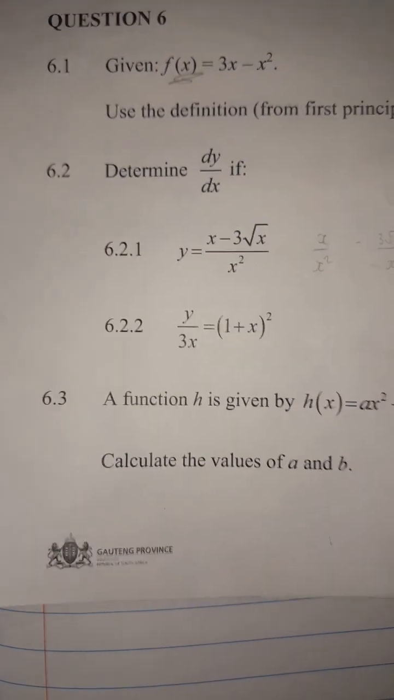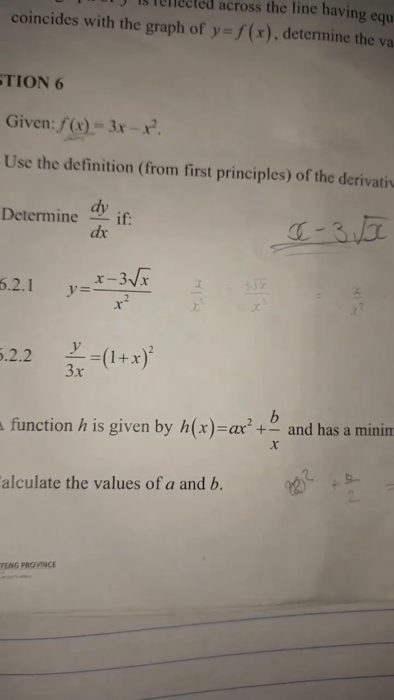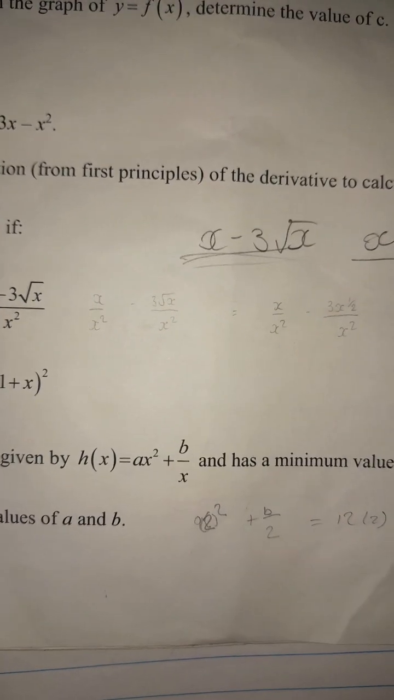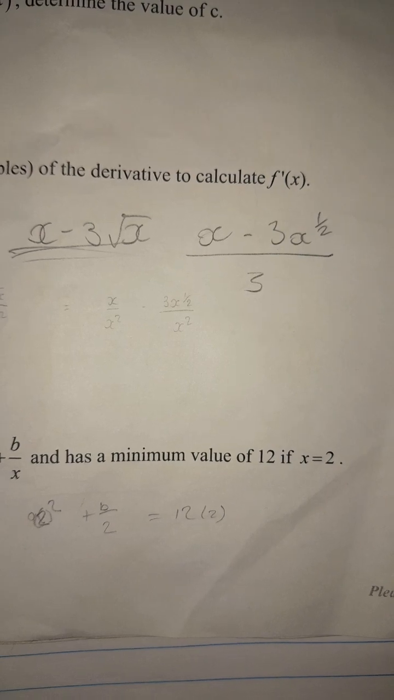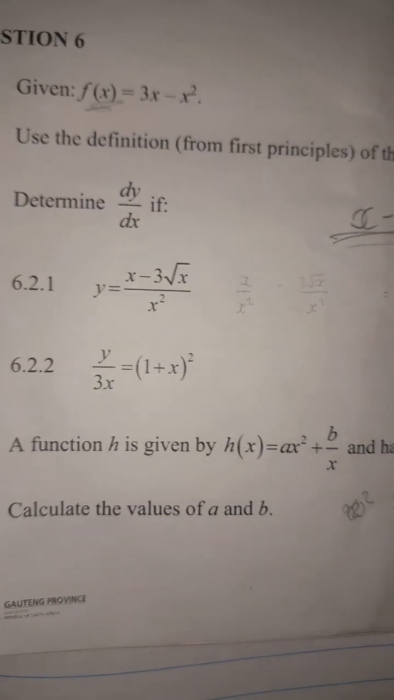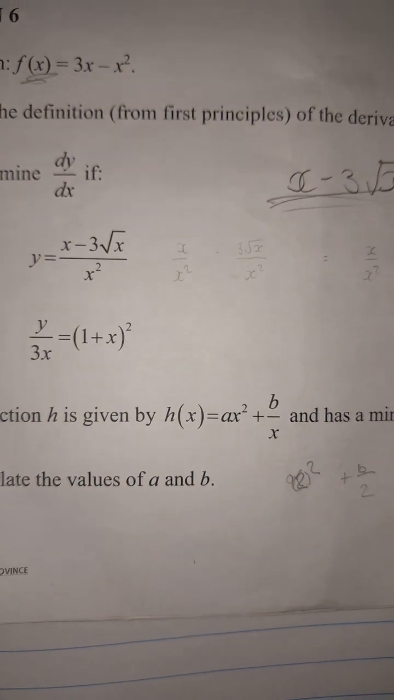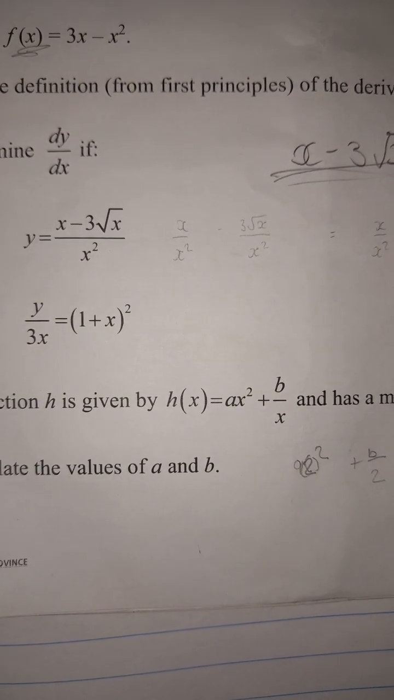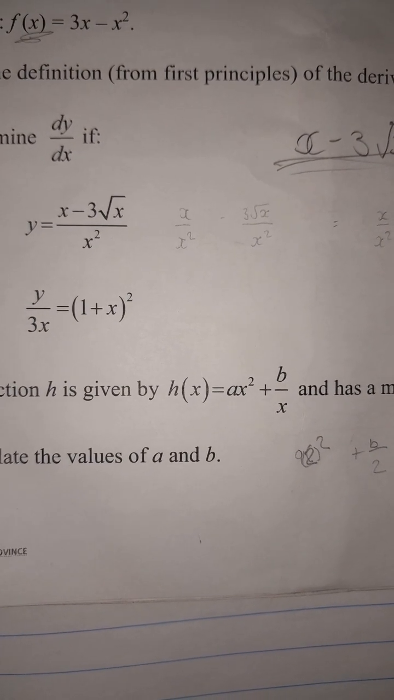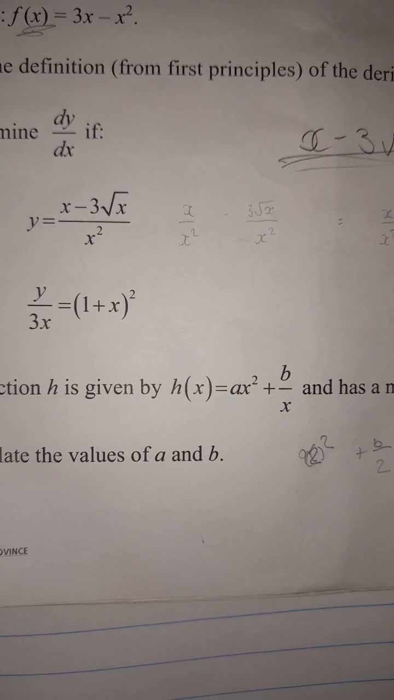Right, so let's go to 6.3. A function is given by h of x, which is equals to ax squared plus b over x, and has a minimum value of 12 if x is equals to 2. Calculate the values of a and b. Right, guys, this question is not that difficult. What you need to do is to challenge it. Remember, this is ax squared. That's a parabola. It's a second degree equation, so it's a parabola, but it's a smiling curve.